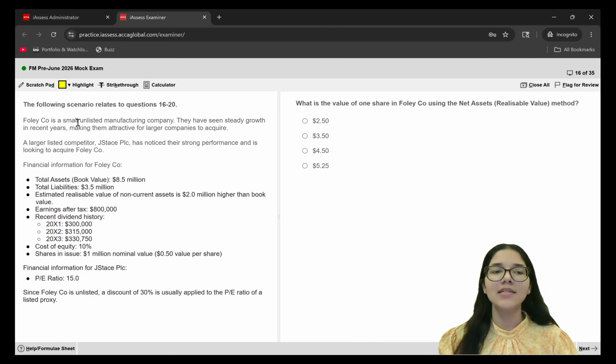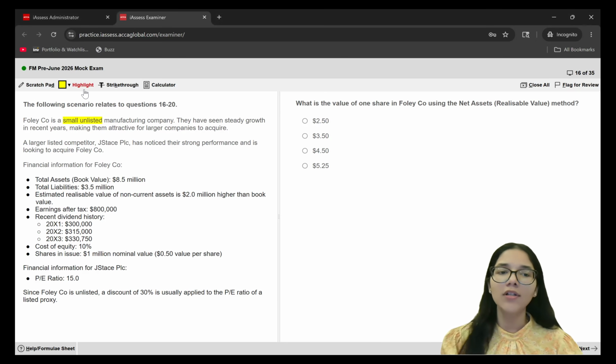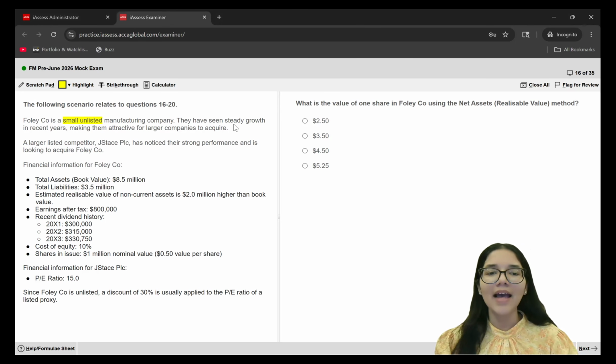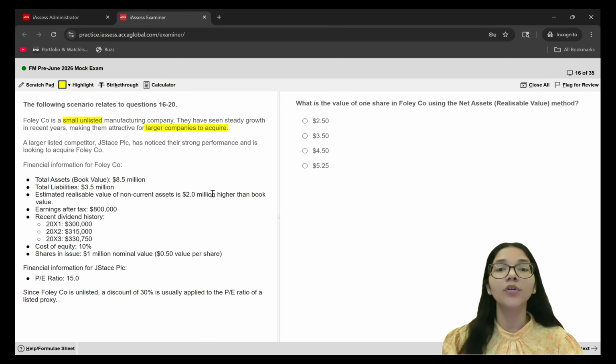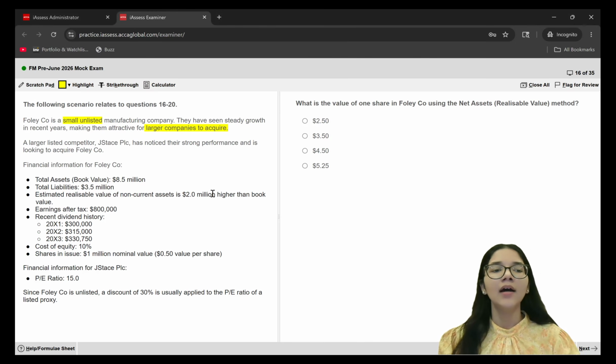Foley Company is a small unlisted manufacturing company. Okay, so we are small also, unlisted also. They have seen steady growth in recent years, making them attractive for larger companies to acquire. So there are larger companies who want to acquire this small company. A larger listed competitor, J Stays PLC, has noticed their strong performance and is looking to acquire Foley Company. Financial information has been given.